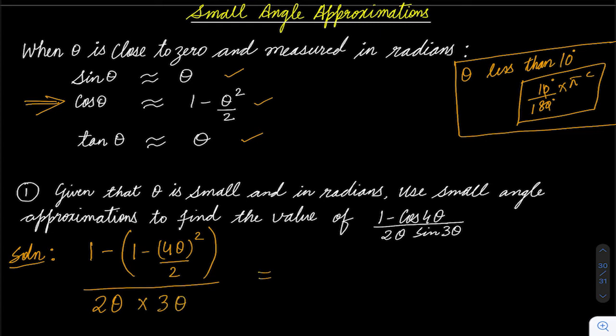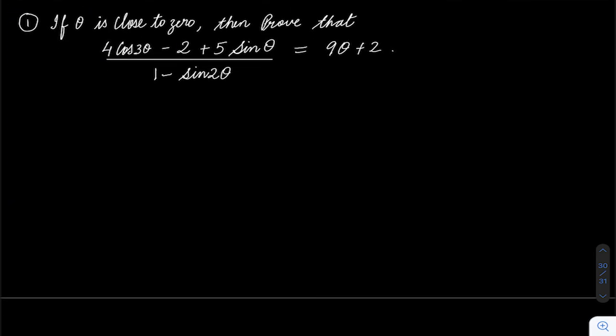So we can cancel this one. This minus will become plus. So this will become 16 theta squared over 2 times, what is this value, 2 times 3 is 6 theta squared. So I can cancel this theta squared, and this will be nothing but 4 over 3. So that is our answer. The approximate value of 1 minus cos 4 theta over 2 theta times sine 3 theta, when theta is small and is measured in radians, is 4 over 3. That's the answer.